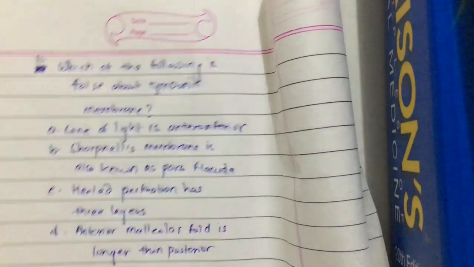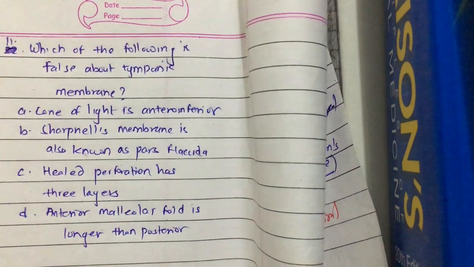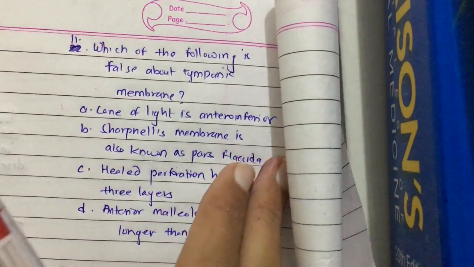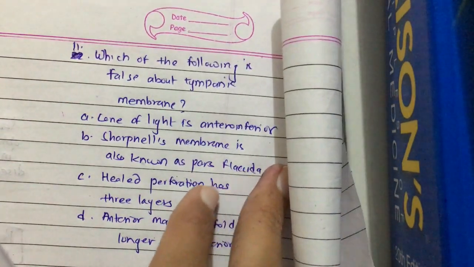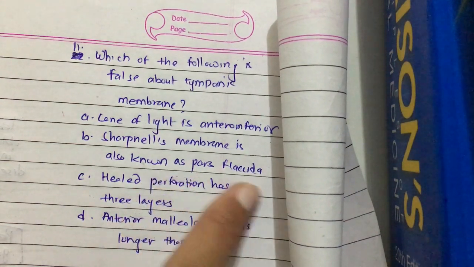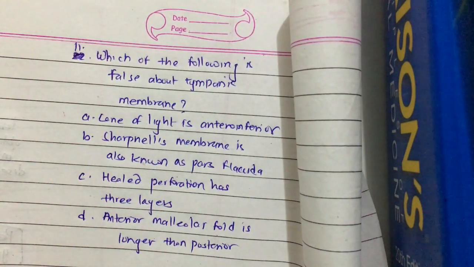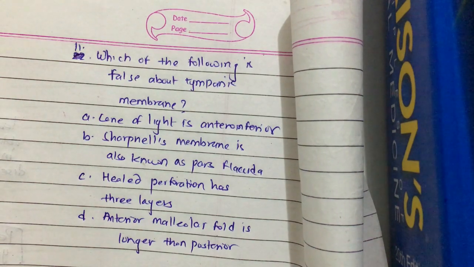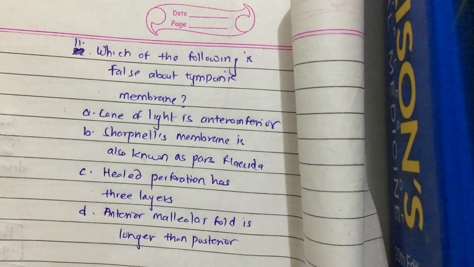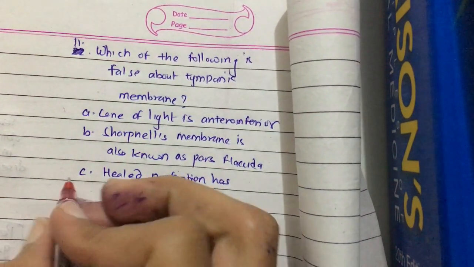Which of the following is false about the tympanic membrane? The cone of light is present in the anterior inferior quadrant. Yes, we have already discussed that the cone of light is present in the anterior inferior quadrant. Shrapnell's membrane is also known as the pars flaccida. Yes, Shrapnell's membrane is also known as the pars flaccida. Healed perforation has 3 layers. No, a healed perforation has 2 layers. This is the false statement.